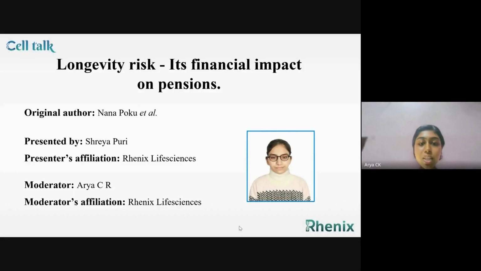Today our presenter is Shreya. She is discussing the topic of longevity risk and its financial impact on pensions. Shreya is a data analyst intern at Renix Life Sciences.